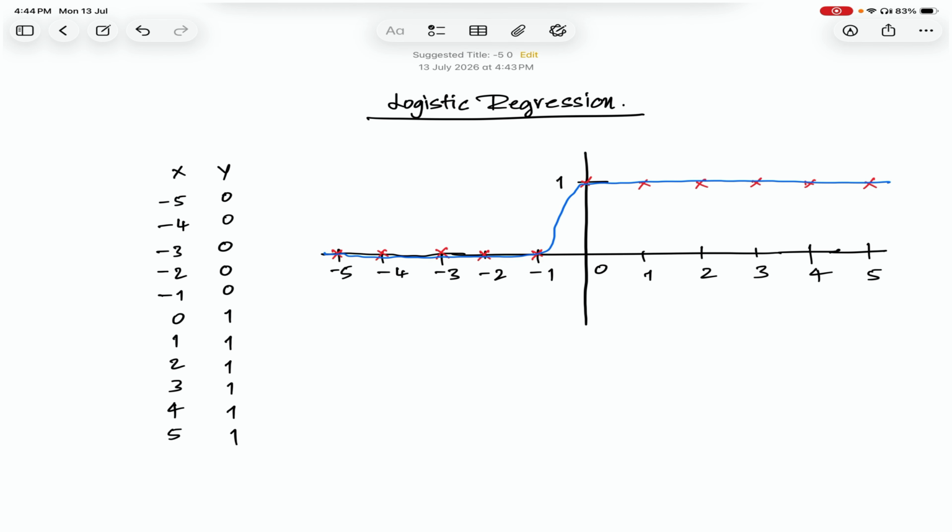Hello, today I'm implementing logistic regression from scratch. I have a small data set here. X is ranging from -5 all the way to +5, and output is either 0 or 1.